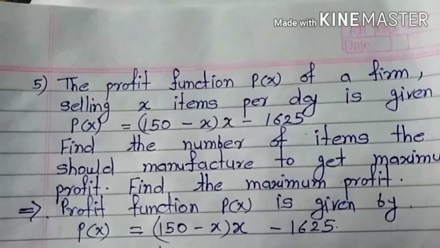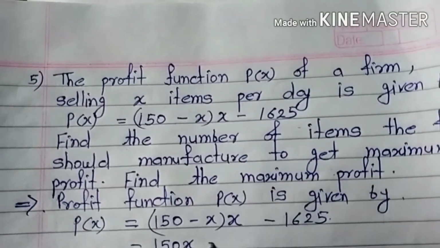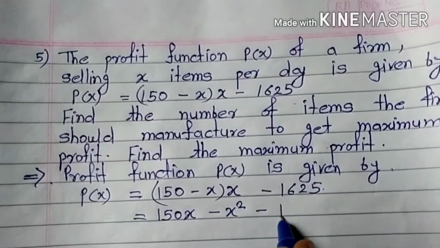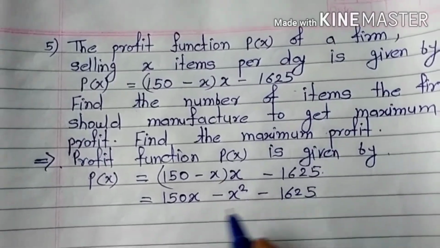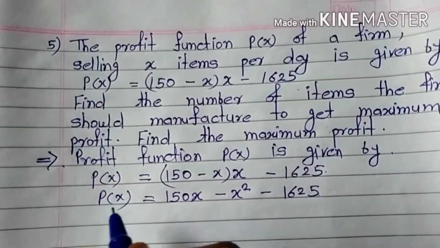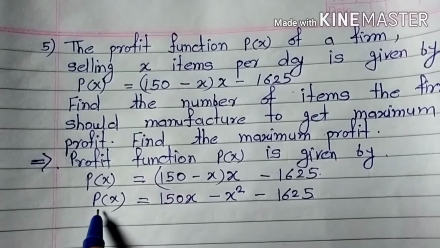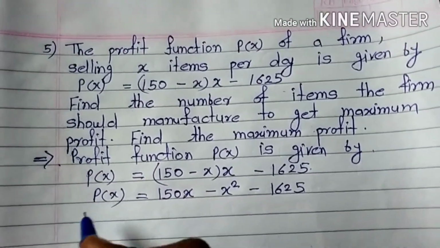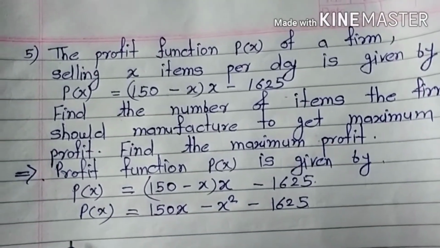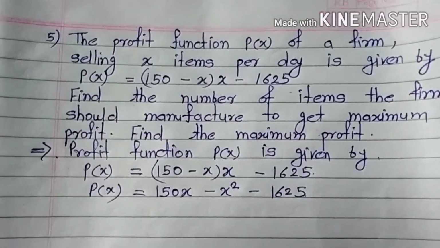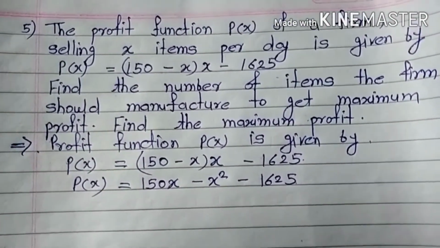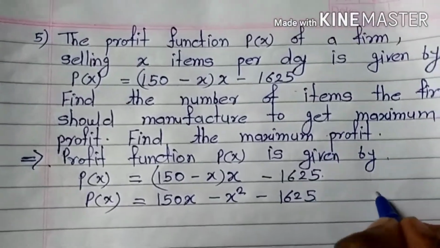Now calculate 150x minus x square minus 1625. This is P of x. This is the profit function, that's why P of x, otherwise it is f of x. It works like that f of x. So first we have to find p dash of x and p double dash of x. So give it equation first.